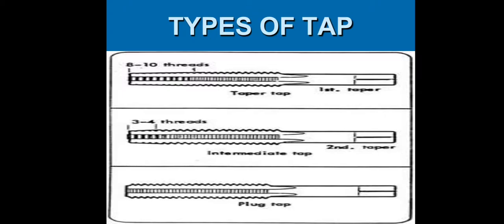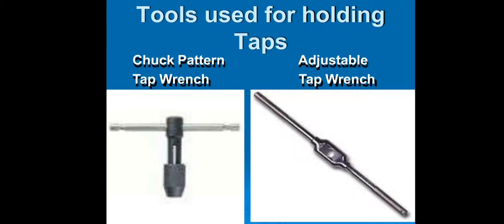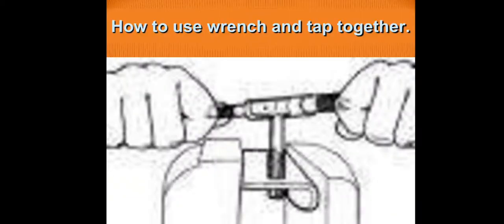And you can also look into the 8 to 10 threads, 3 to 4 threads, you are able to see in this picture. And tools used for holding the taps: we have taps but we need some tools to hold the taps. The tool names are chuck pattern, tap wrench, and another one is the adjustable tap wrench. And how to use wrench and tap together.